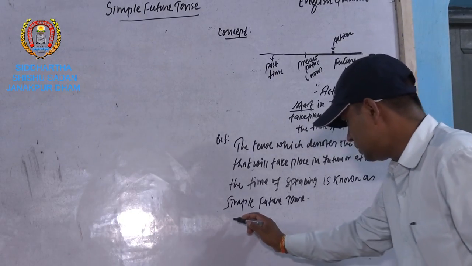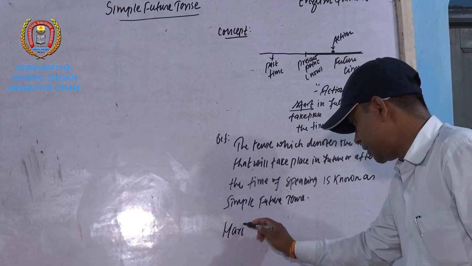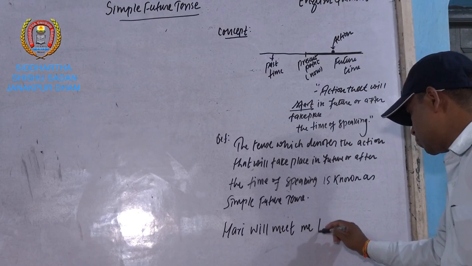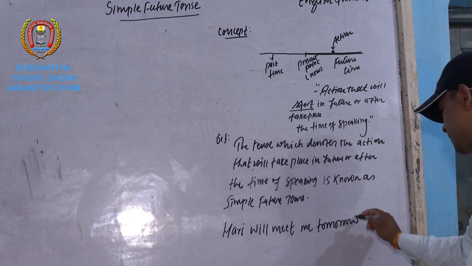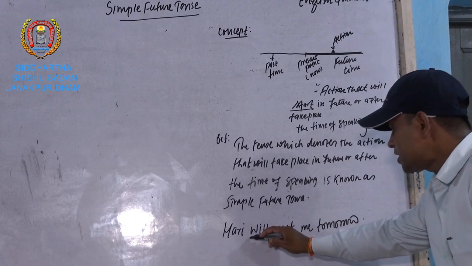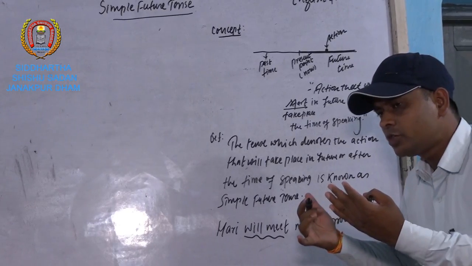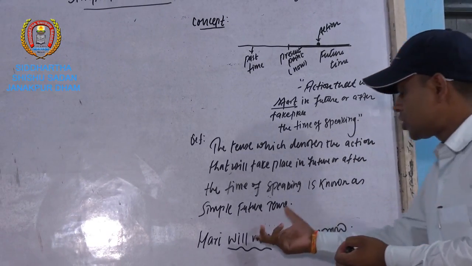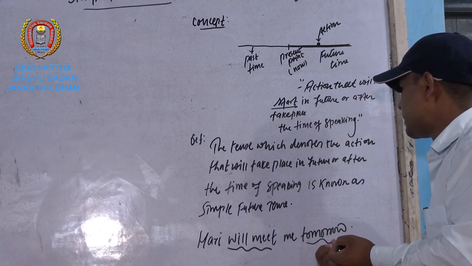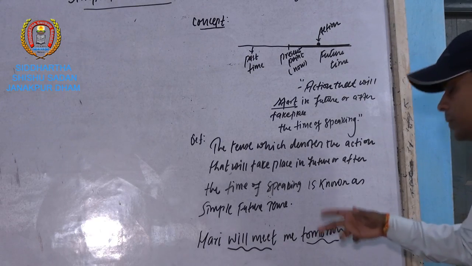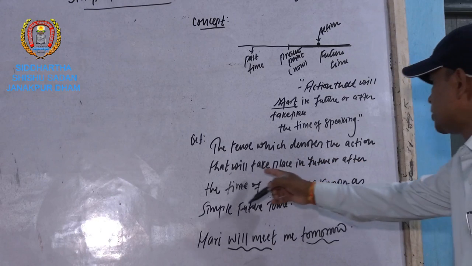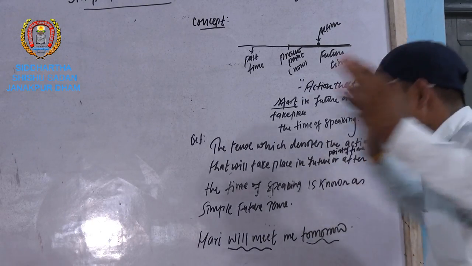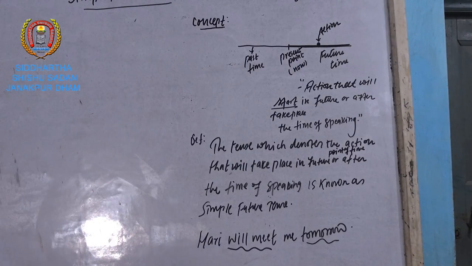Let's see an example. Hari will meet me tomorrow. What's the action? Meeting. It will take place in future, tomorrow. I mean, this action will take place in a future point of time. You may write over here, it will take place in future point of time. So now, let's talk about the structure.